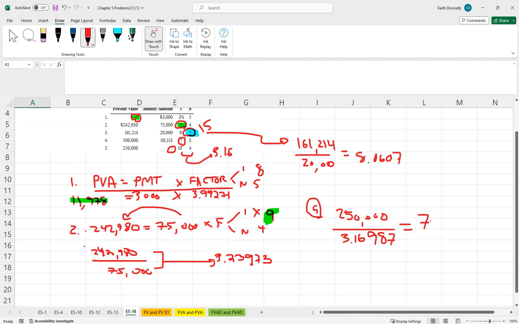That's going to be 78,868. So that's just saying, hey, each one of the payments is for 78,868.